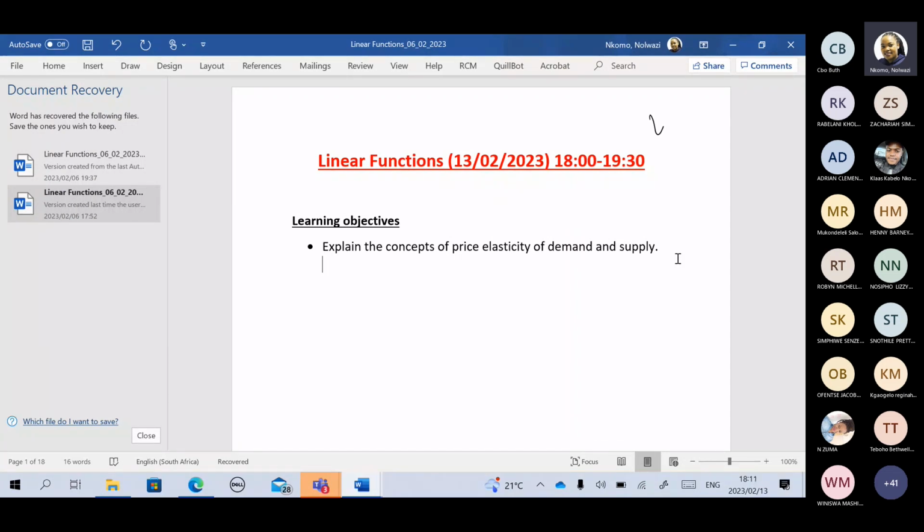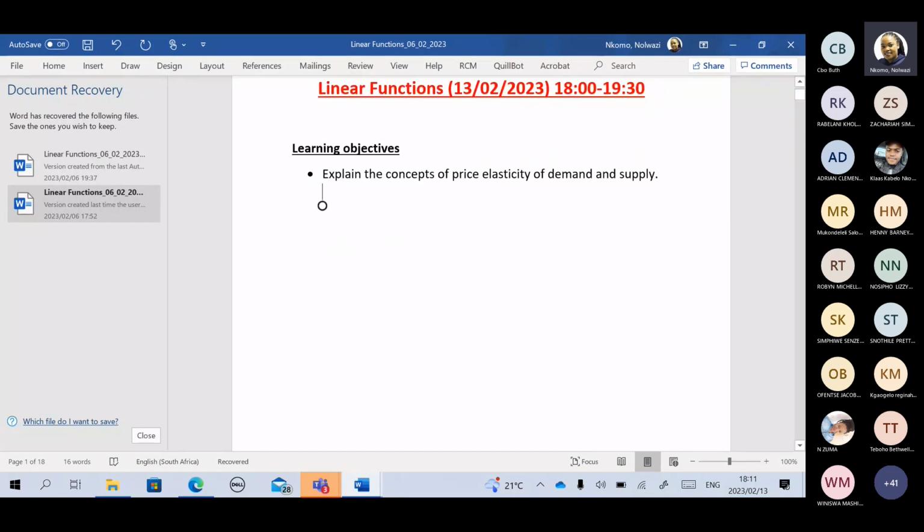Maybe the first question you should ask yourself is, why do we need to know or understand this session? I mean, why do we need to know the price elasticity of these two? Let's say you have a business.